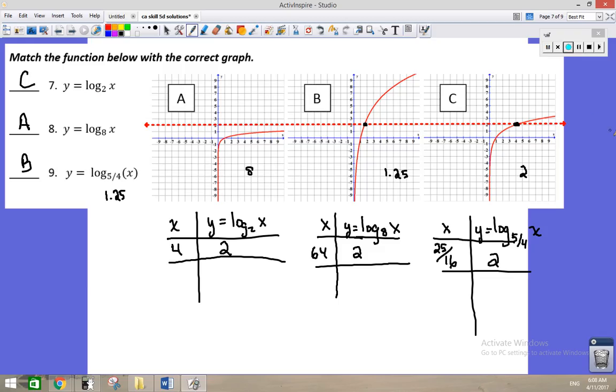Now, if you gave me an extra graph, I would have to come down here and plot tables in order to narrow it down. But with 3 graphs and 3 equations, if I know each one corresponds to a graph, then I know it has to be like this.